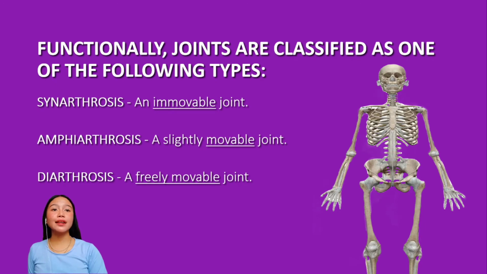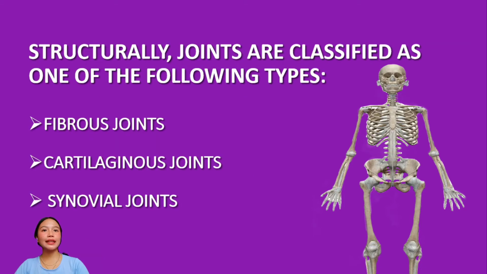Functionally, joints are classified as one of the following types: synarthrosis, amphiarthrosis, and diarthrosis. So synarthrosis is an immovable joint, while amphiarthrosis is a slightly movable joint, and diarthrosis is a freely movable joint. Finally, joints are classified structurally as one of the following types: the fibrous joints, the cartilaginous joints, and the synovial joints.